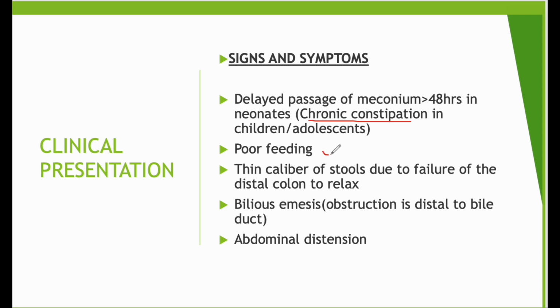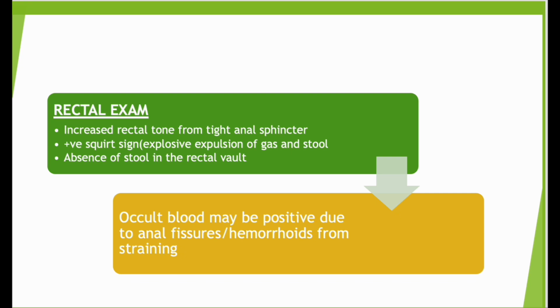Also, the patient might have poor feeding, and there's going to be thin caliber of stools due to failure of the distal colon to relax. Also, bilious vomiting can occur when there is obstruction that is distal to the bile duct. When obstruction occurs distal to the bile duct, it's going to cause bilious emesis in such patients. You will also see abdominal distension on examination findings.